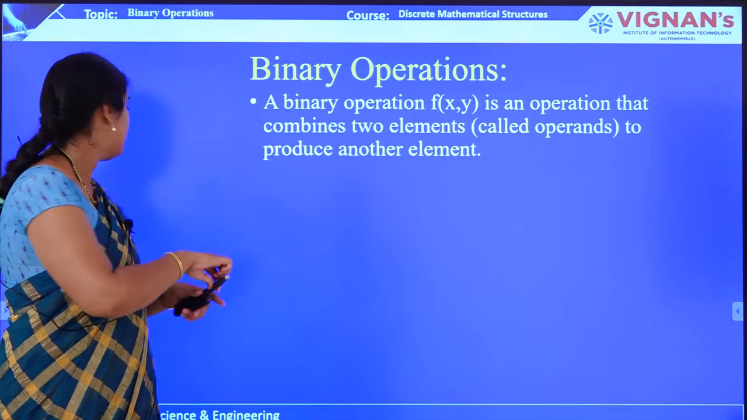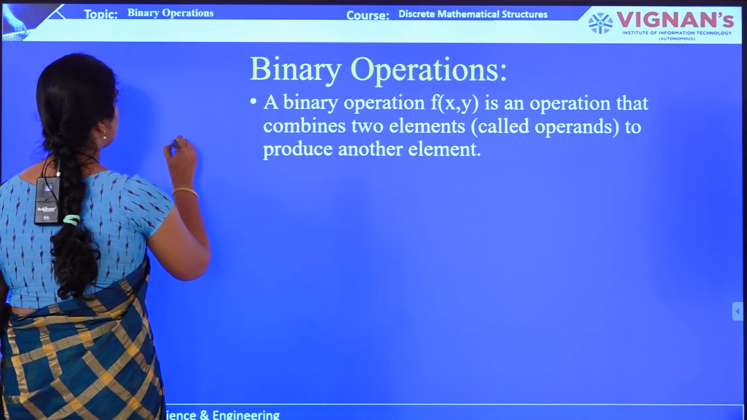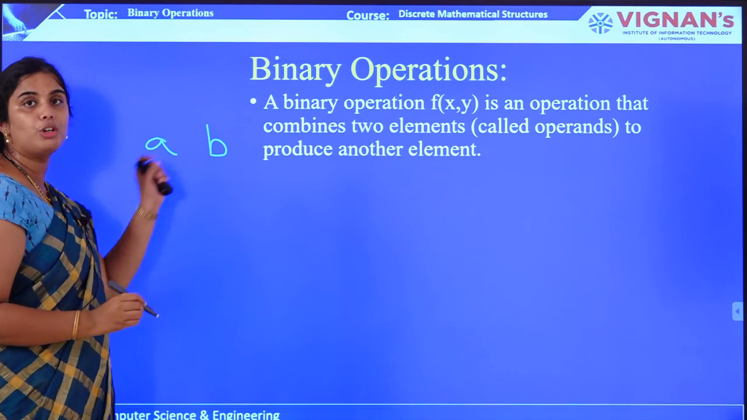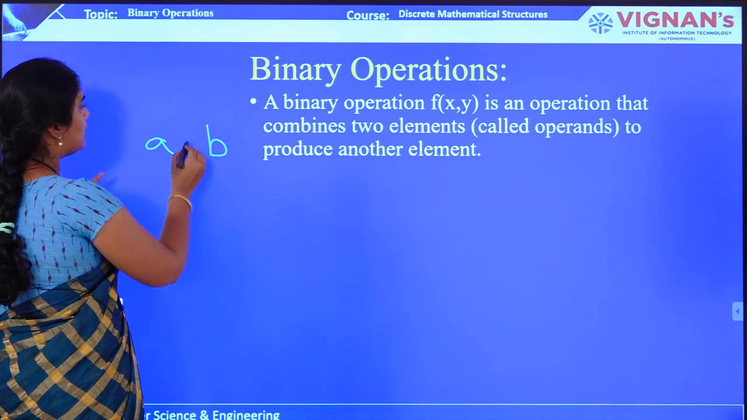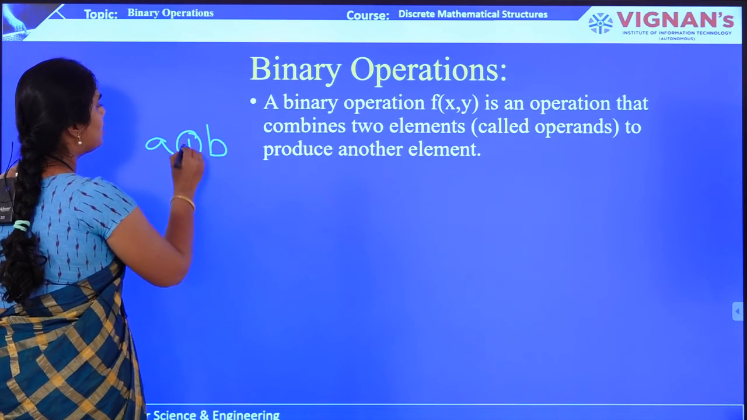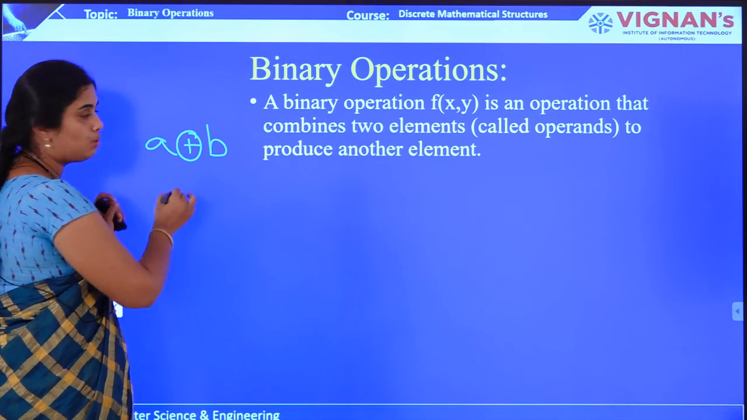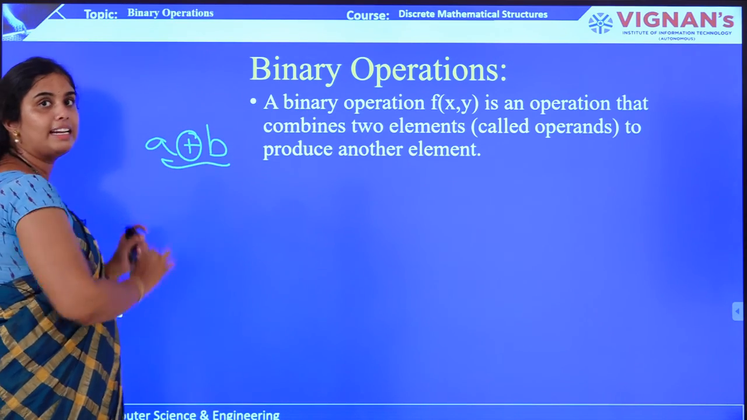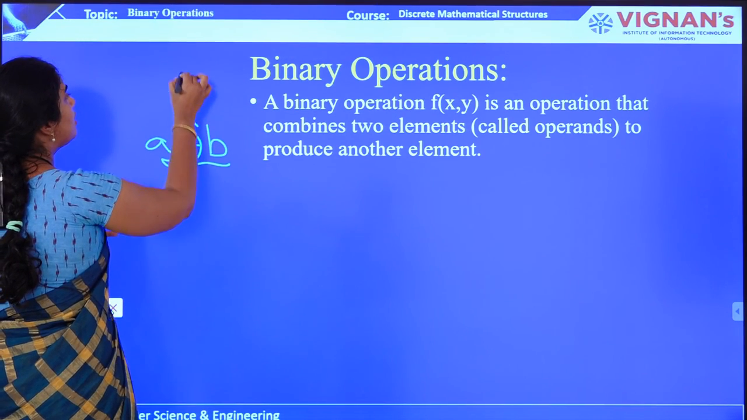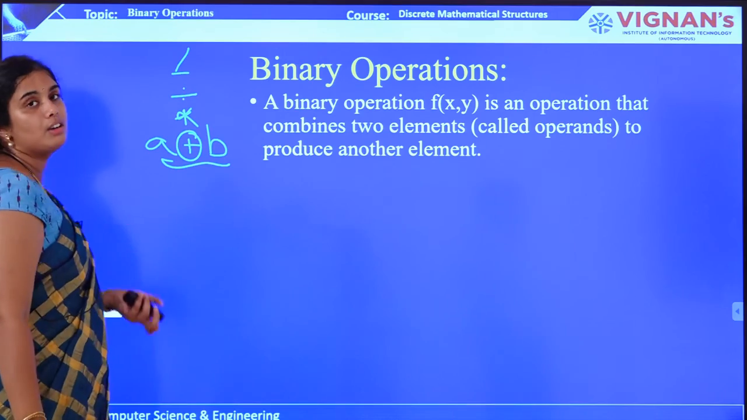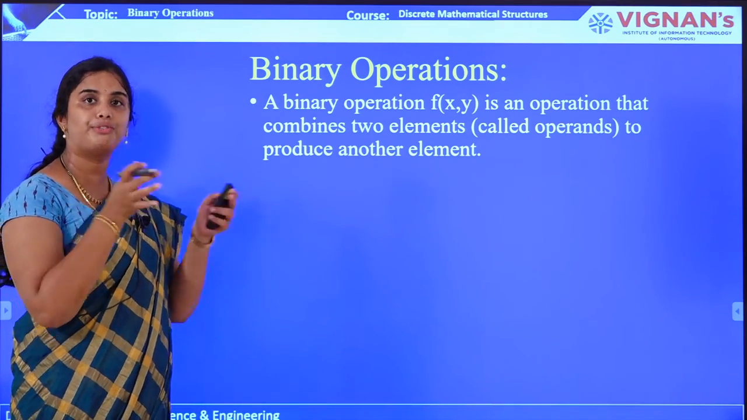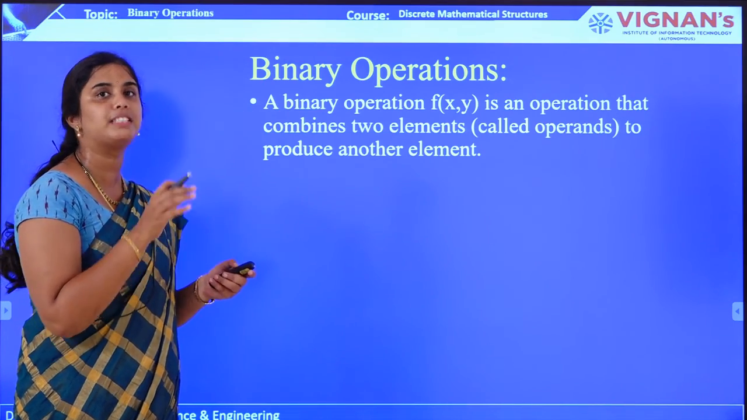Suppose these are the two terms A and B, and if you want to perform the binary operation between these two terms, then this is the place where you need to place the operator. If you place plus over here, then you are adding these two terms and the sum will be obtained as the result. Similarly, in the place of plus, you can keep multiplication, division, modulus or anything, whatever you want. So, binary operation is nothing but combination of two operands by means of some operator.